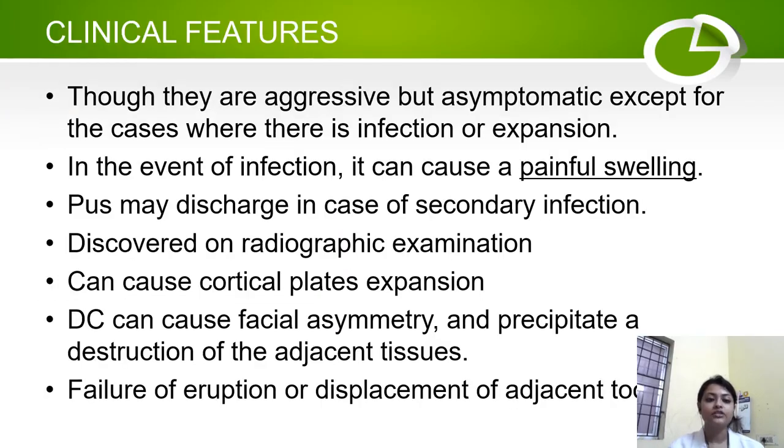Now, clinical features. Though they are aggressive, they are asymptomatic except for the cases where there is infection or expansion. So, it is mostly found accidentally in routine radiography. It's not always symptomatic. Patients rarely come with the symptoms of swollen jaw or pain having dentigerous cyst. So it is an accidental finding.